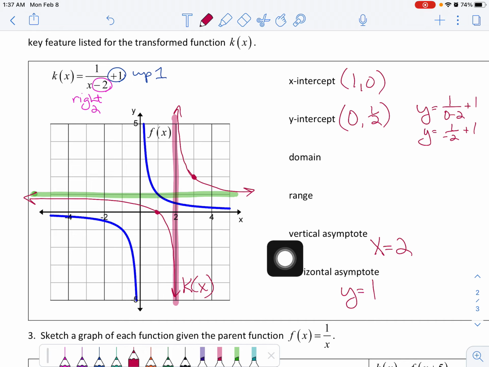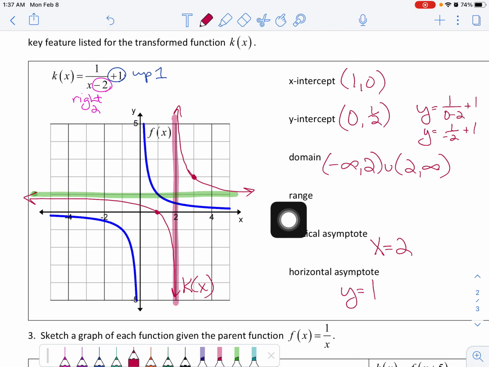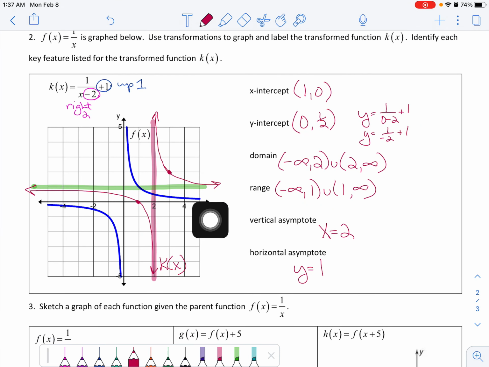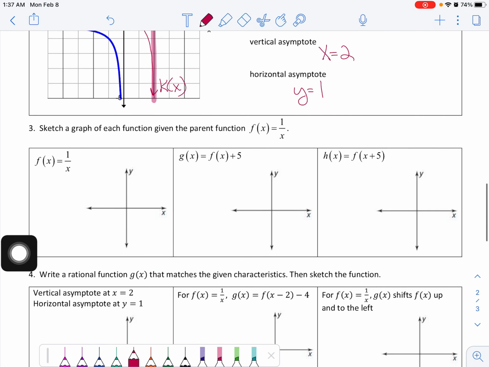So my domain is going to be everything except the vertical asymptote. So I'm going to exclude the vertical asymptote. So negative infinity to 2 joined with 2 to infinity. And the range is going to be everything except for the horizontal asymptote. So negative infinity to 1, and then 1 to infinity. All right, so those are my key features, and that is the transformed graph.